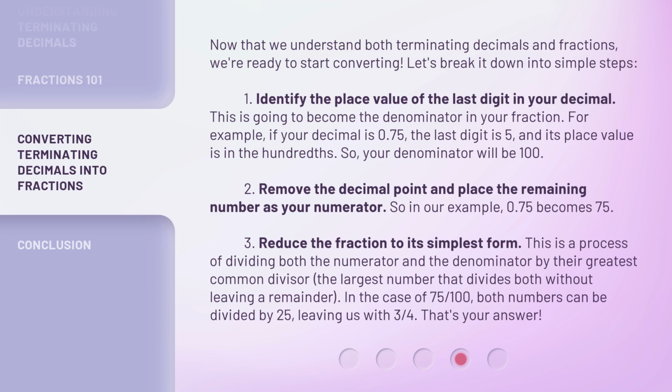2. Remove the decimal point and place the remaining number as your numerator. So, in our example, 0.75 becomes 75. 3. Reduce the fraction to its simplest form.